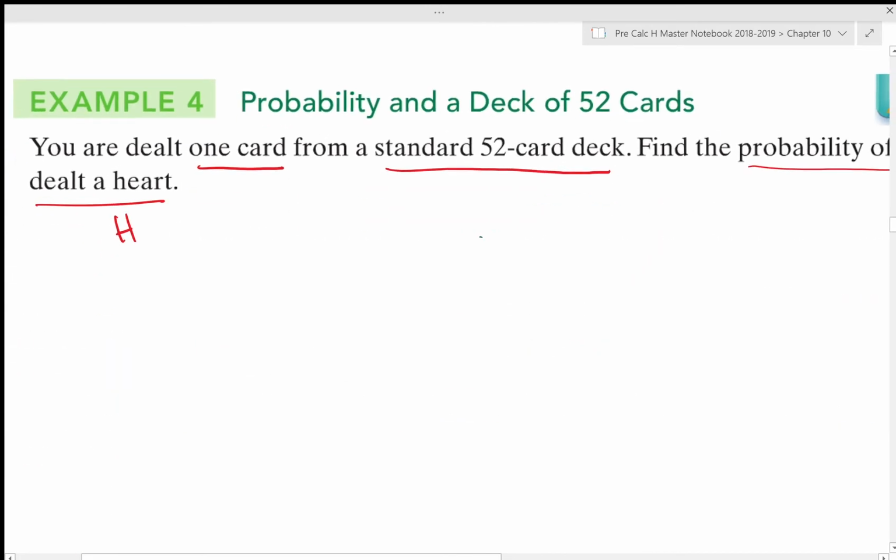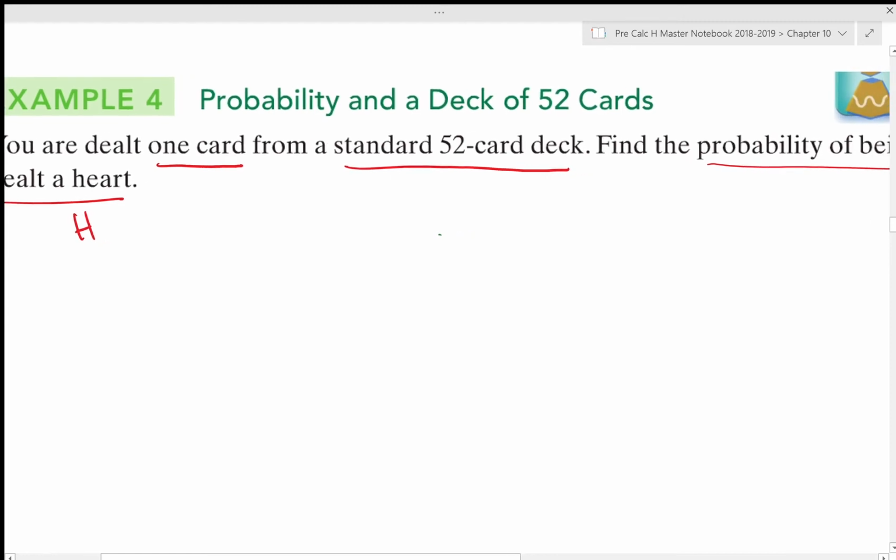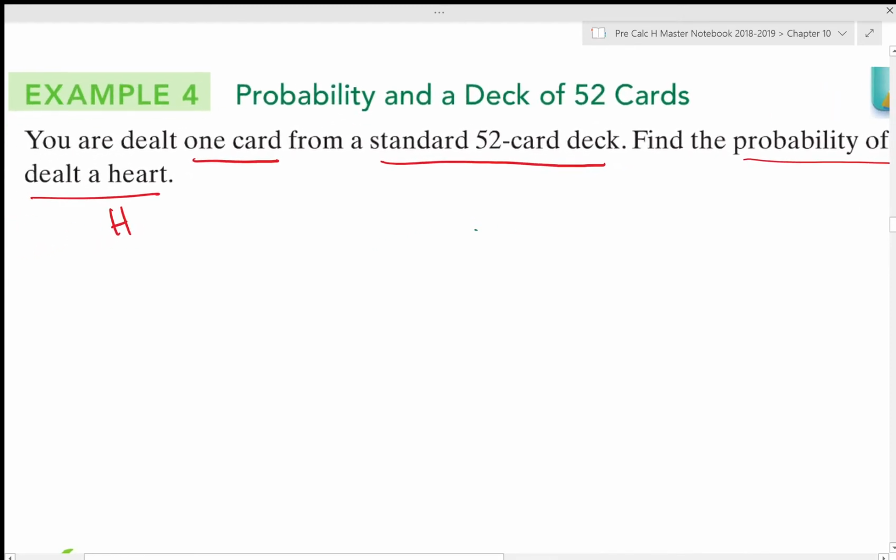Now, I'm moving from dice to cards. Now, a standard deck of 52 cards. I'm going to go to the side and show you everything about a deck of cards, but we're going to try and find the probability of being dealt a heart. So in this case, H is heart. Well, we know there are a total of 52 cards. Now I'm going to stop here because we need to figure out how many are hearts.